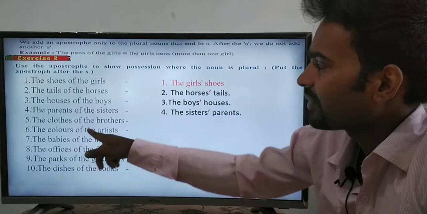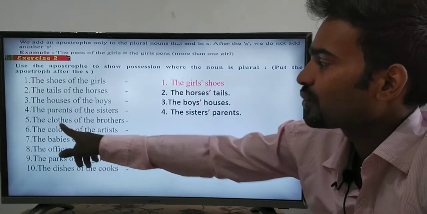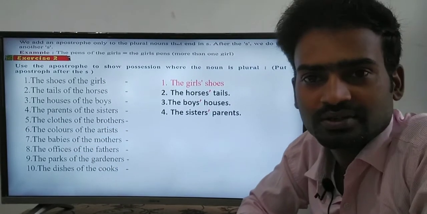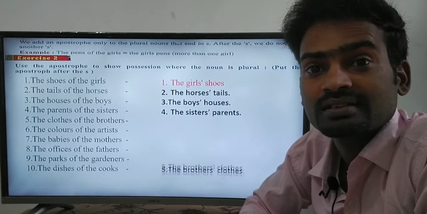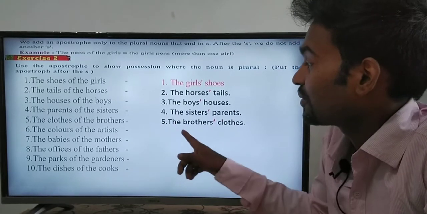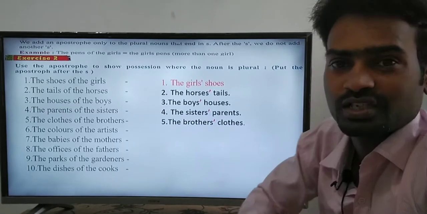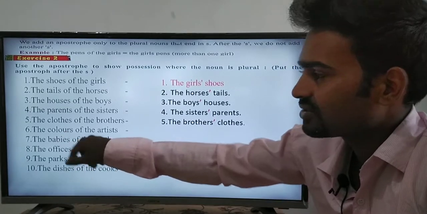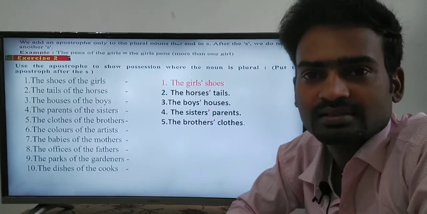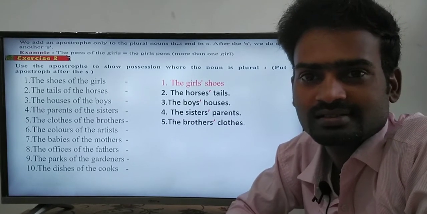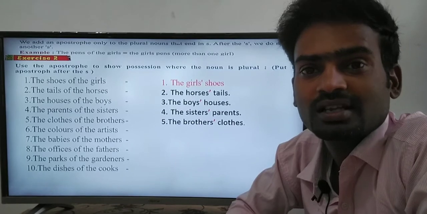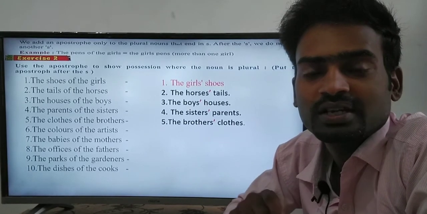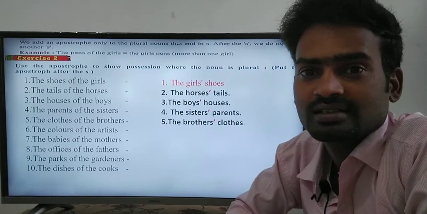Let's continue then. The fifth one is the clothes of the brothers. Now you can easily guess what will be the answer. Whose clothes? The brothers' clothes. Ask questions. When you read these statements, ask questions. Whose is this? Who is this? When we ask this question, you can easily come to know and you can easily make the possession form.